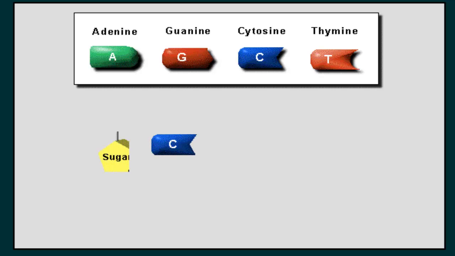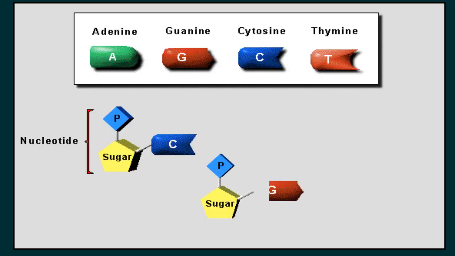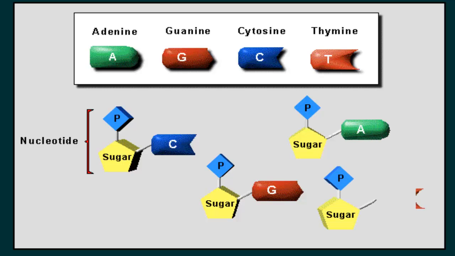One of these bases, in addition to deoxyribose, the sugar component of DNA, and a phosphate group, make up a nucleotide. Because there are four different bases, there are four different nucleotides. A DNA molecule consists of many nucleotides, some molecules being more than 1 million nucleotides long.